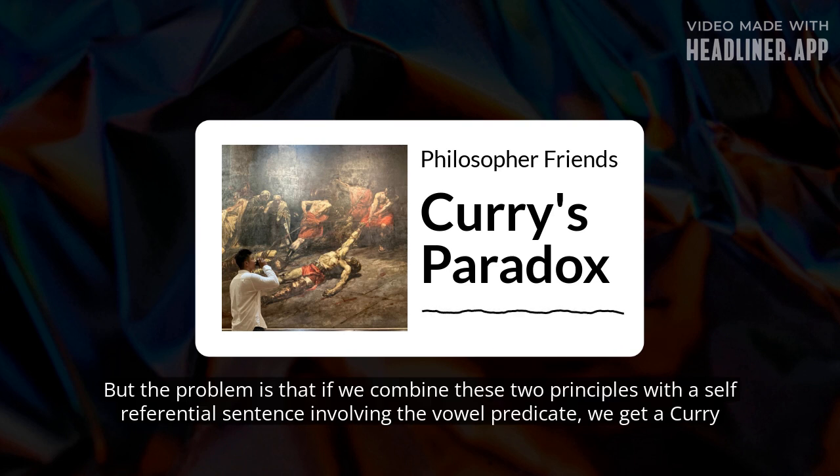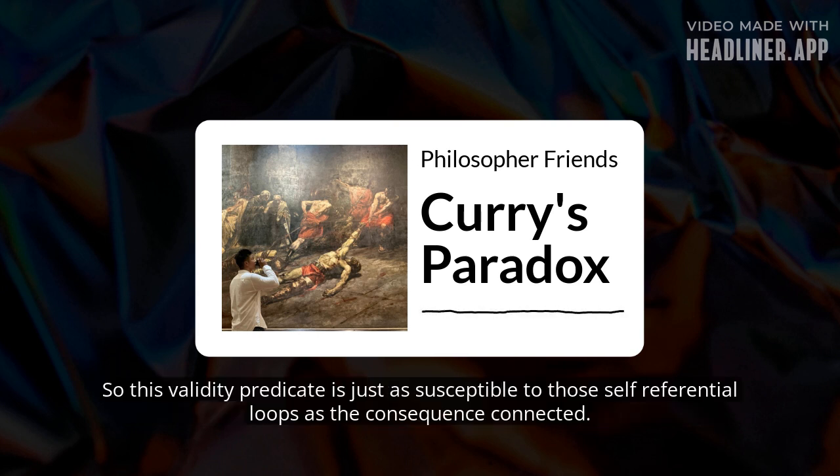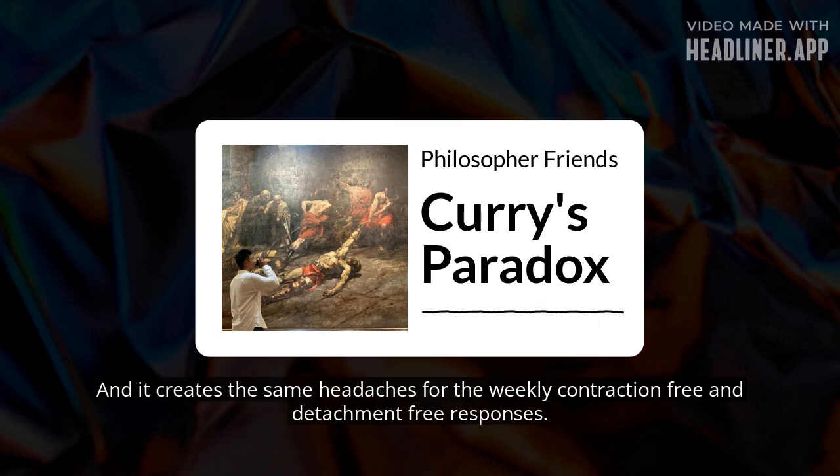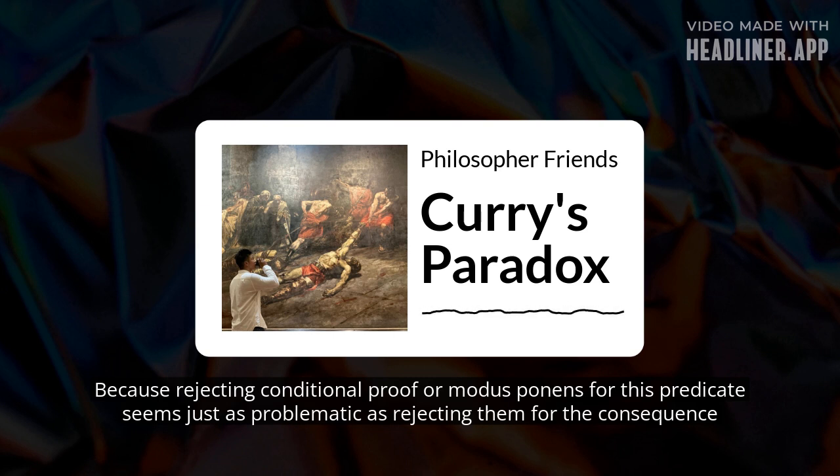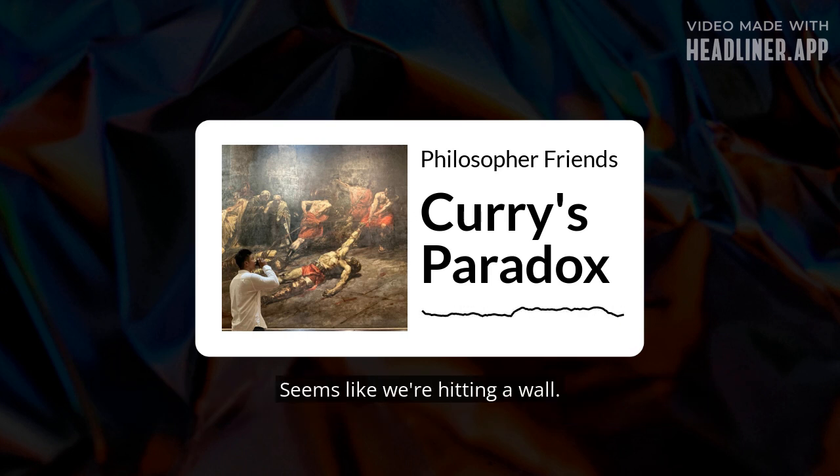Right. But the problem is that if we combine these two principles with a self-referential sentence involving the val predicate, we get a Curry paradox. So this validity predicate is just as susceptible to those self-referential loops as the consequence connective. Exactly. And it creates the same headaches for the weakly contraction-free and detachment-free responses, because rejecting conditional proof or modus ponens for this predicate seems just as problematic as rejecting them for the consequence connective. Right. Seems like we're hitting a wall. So where do we go from here? Is there any way out of this V-Curry maze?